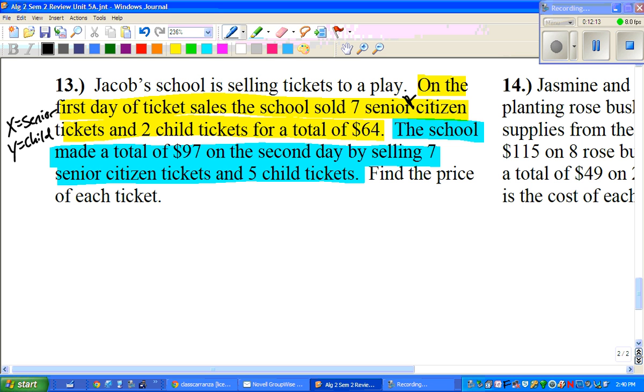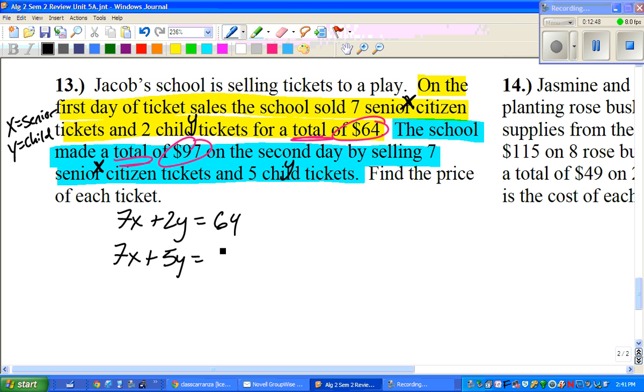Now, one of the things I would do right away is write down what your x is and what your y is, okay? That way you're not getting any of these things confused. Okay, another keyword is total, because that's going to tell you what it equals. So now that we've done that, the yellow one is our first one. We learned that 7x plus 2y is 64. Okay, and now in the blue, once again, we have 7x, this time plus 5y equals 97.